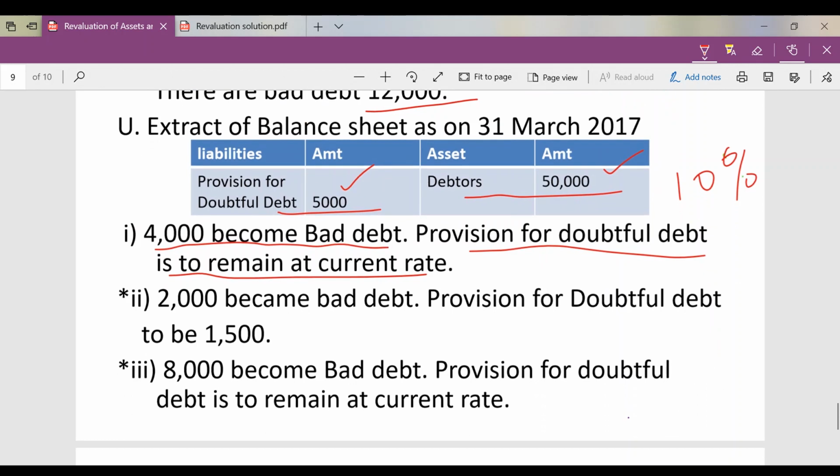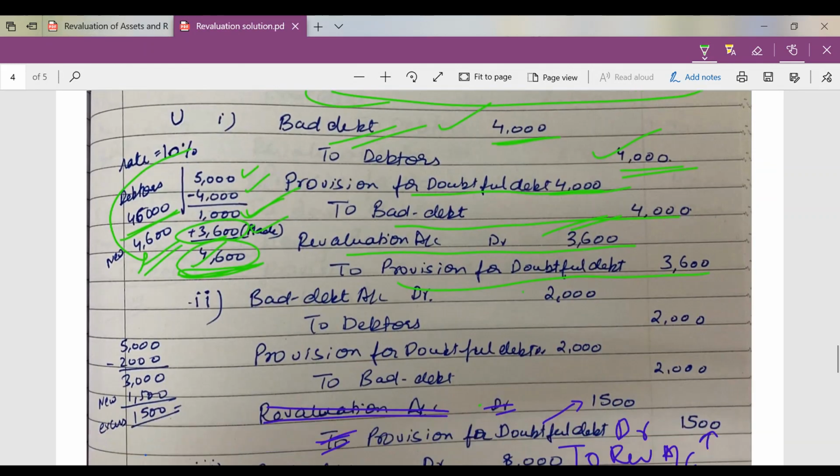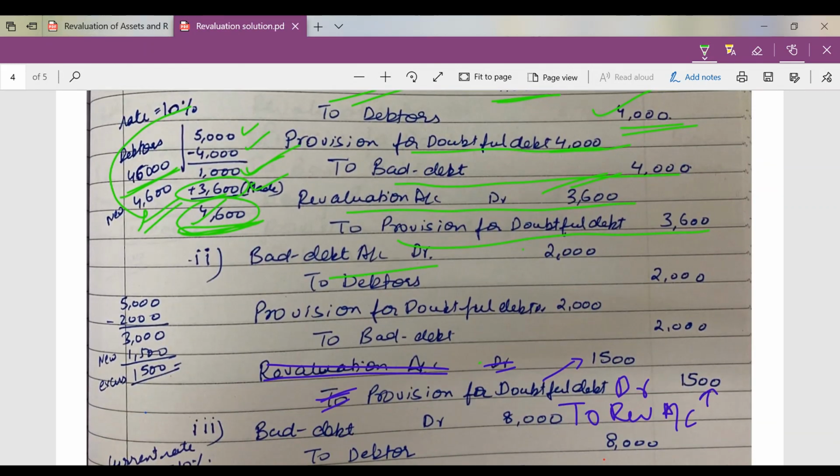Next is, he said 2,000 became bad debt and a provision for doubtful debt has to be made at 1,500. You need only 1,500 provision at the end. So you can see the first entry would be of bad debt: bad debt to debtors with 2,000. Then provision for doubtful debt to bad debt with 2,000. You need to close the bad debt that you have opened. So you close it.